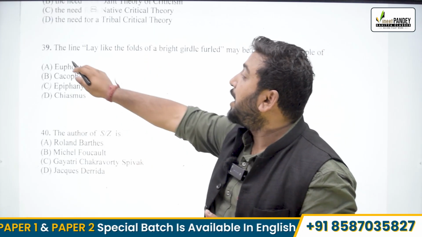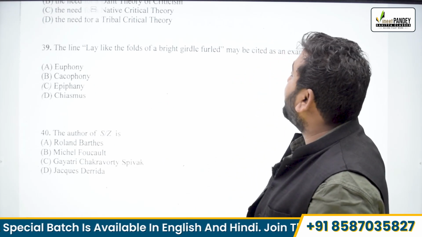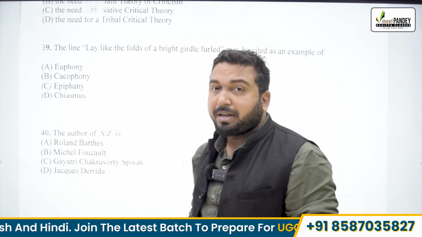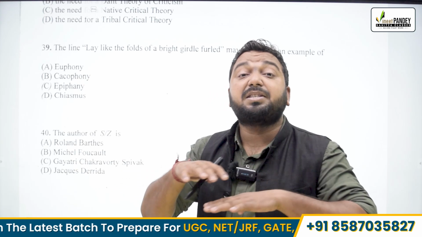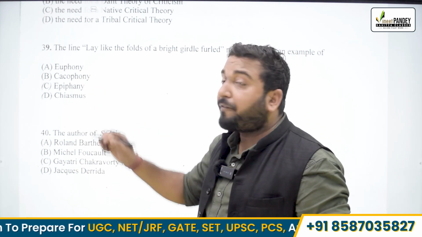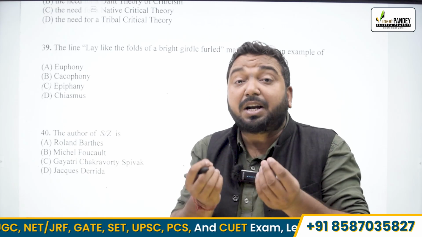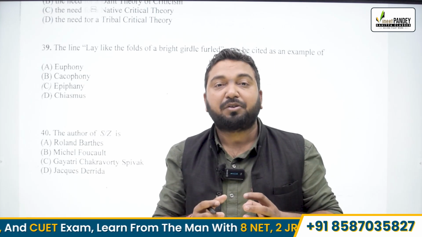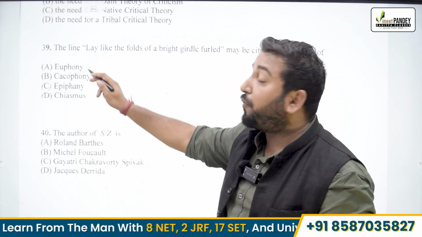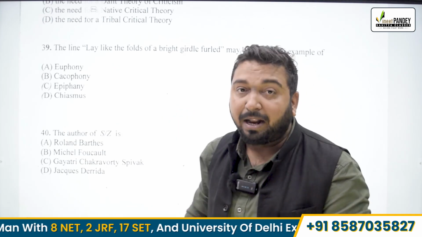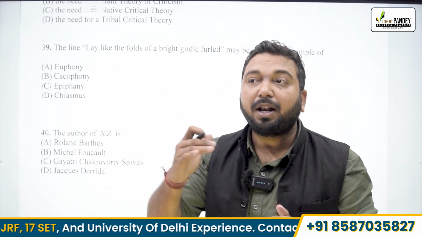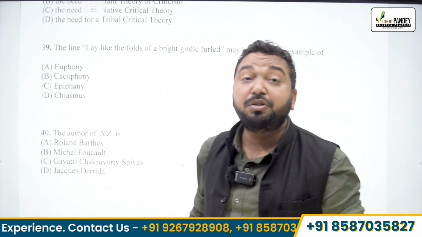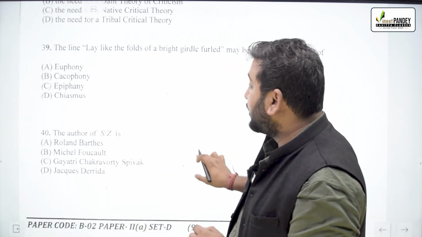Then we go for this one. The line "lay like the folds of a bright girdle fold" may be cited as an example. We have options. Chiasmus is when the order of the words is rearranged. Epiphany is a term coined by James Joyce for a sudden strike. Both of these are not there. Cacophony is a bad, troubling, irritating sound. Euphony is musical sound, the sound L. How to identify euphony? La la la la la, these kinds of words. "Lay like the folds of a bright girdle fold." It's musical, it's euphony.